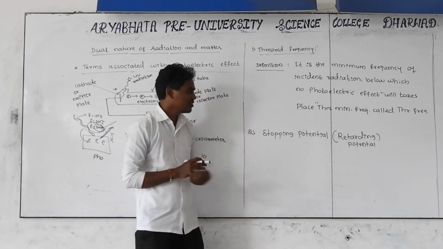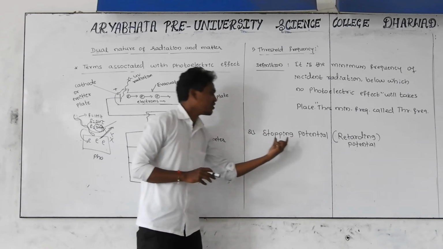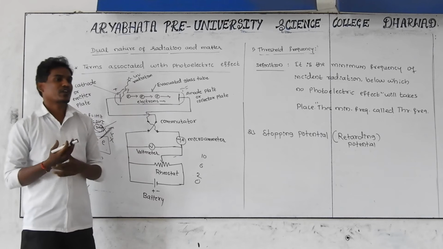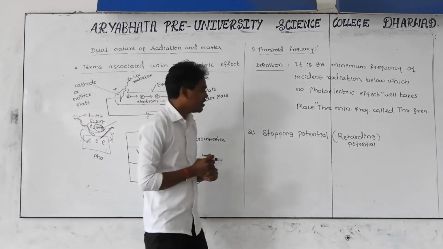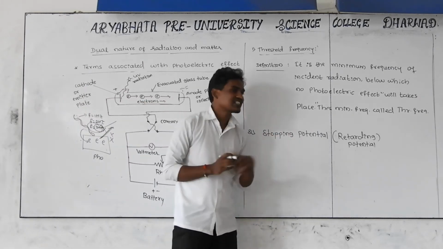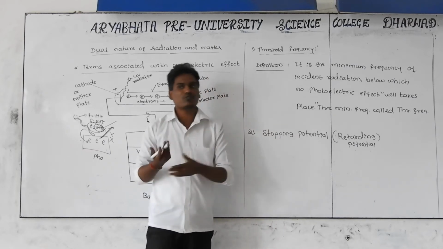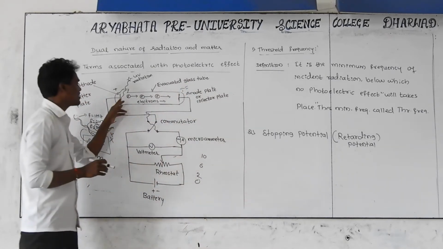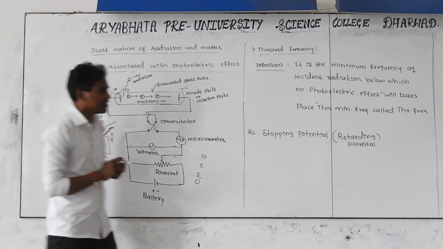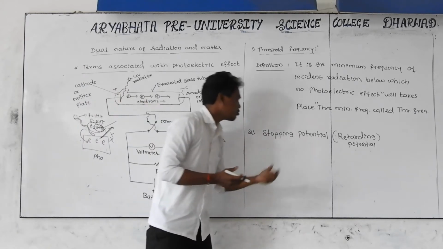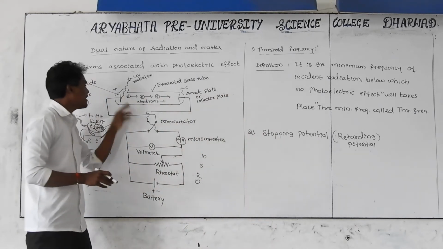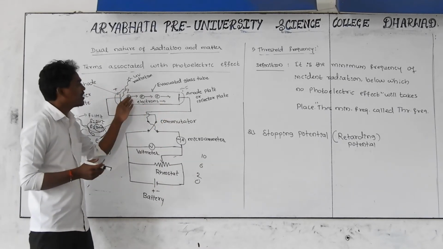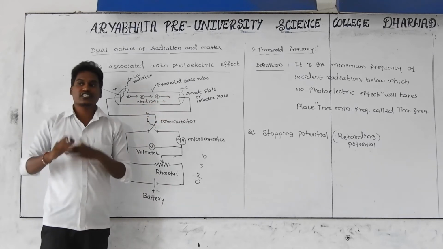What is the meaning of this? It is the potential required to stop the electrons. The photoelectric effect is the phenomenon of emission of electrons from the surface of the metal. Here, the title itself indicates stopping. Stopping means what do we have to stop here? The emitting electrons. The emitting electrons from what? From the cathode or emitter plate. The potential is required to stop the electrons which are emitting from the cathode and moving towards the anode. Whatever electrons are moving towards the anode, those electrons need to be stopped here.